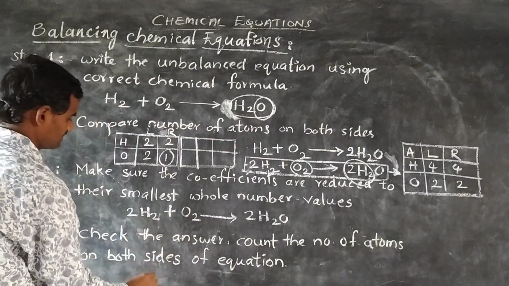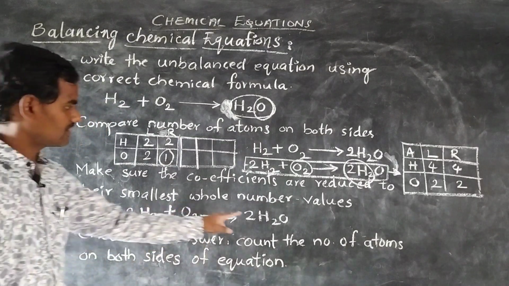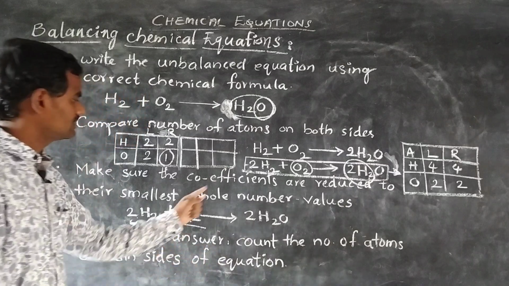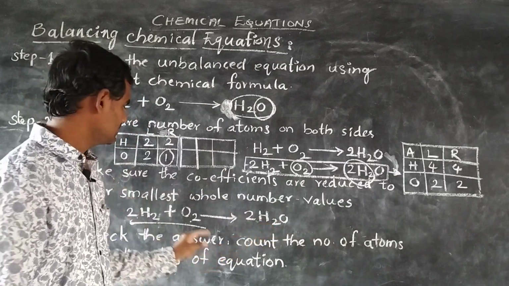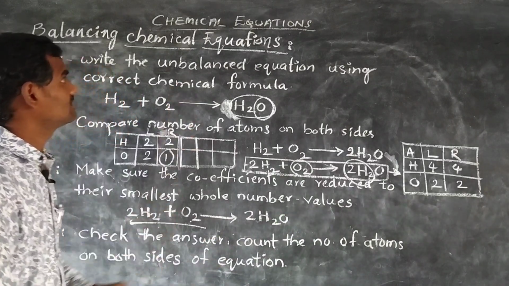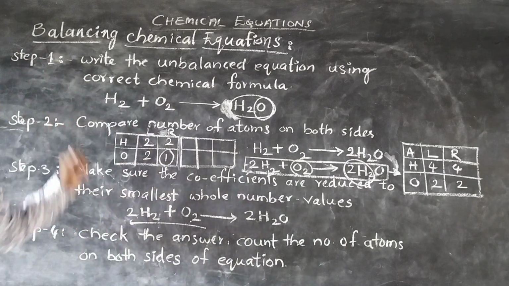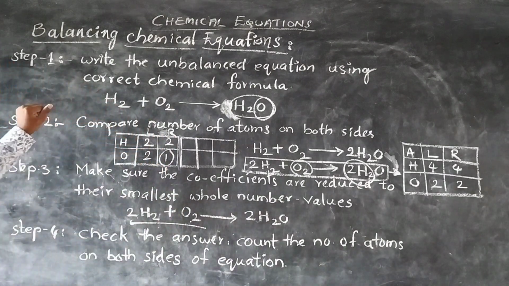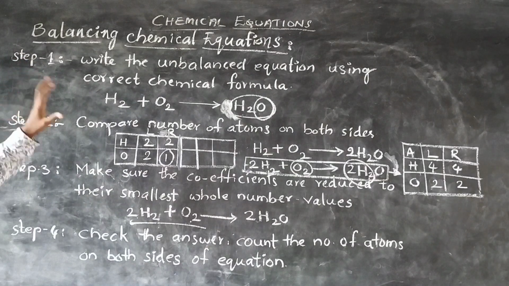We check again whether the number of atoms on the left hand side equals the product side: 4 hydrogens on the left hand side, 4 hydrogens on the right hand side, 2 oxygens on the left hand side and 2 oxygens on the right hand side. So this is balancing a chemical equation using these 4 steps. I think everyone understood the steps involved in balancing any chemical equation.